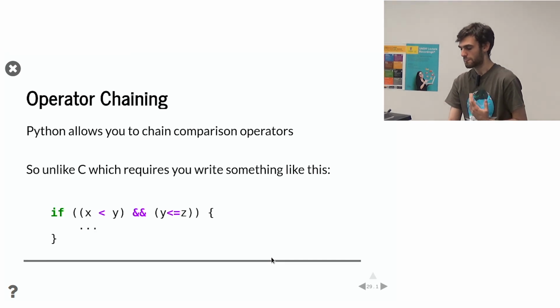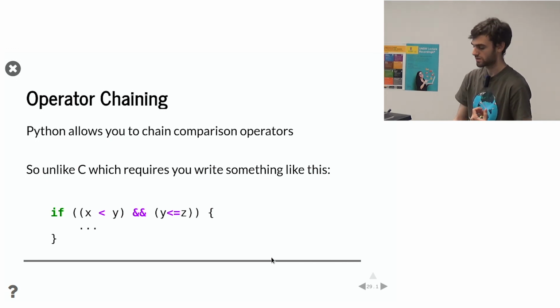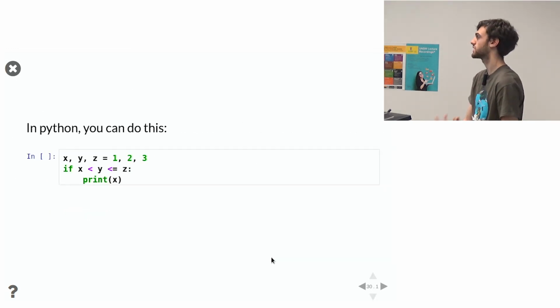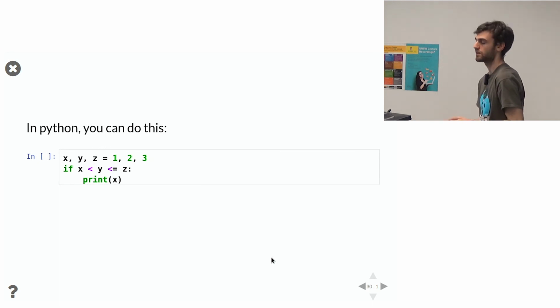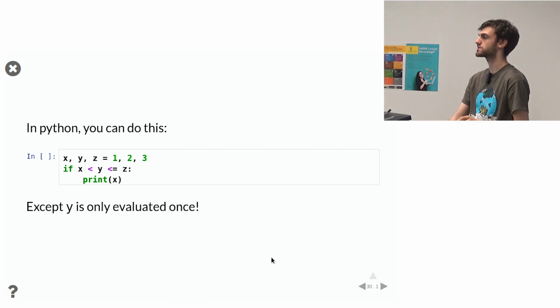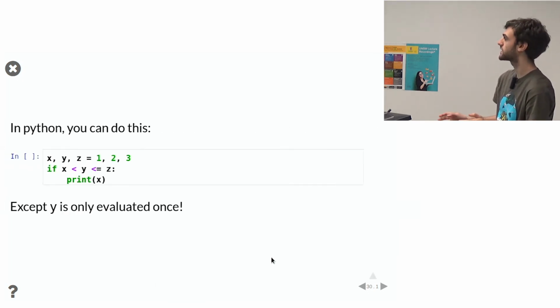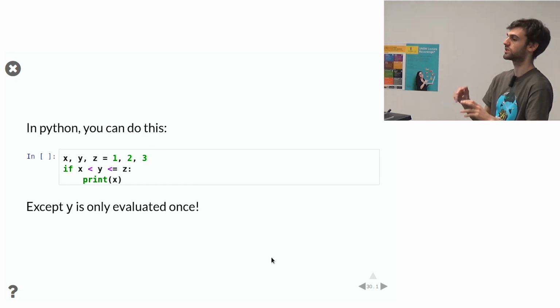Unlike C, where you have to do something like this, Python will let you do something like this, which means you've got 1, 2, 3, X, Y, Z, and instead of having to evaluate what Y is twice, this is valid code that will check, is Y bigger than X, and is Y smaller than Z?